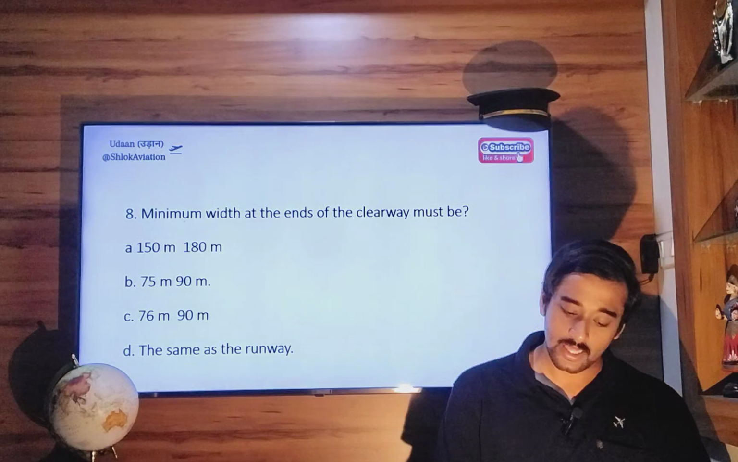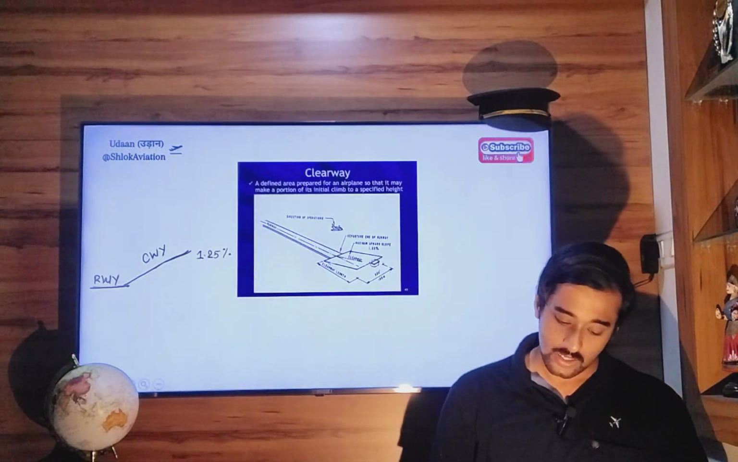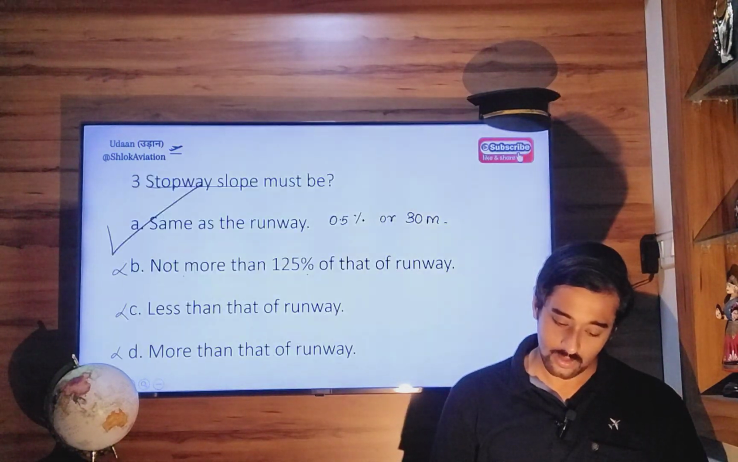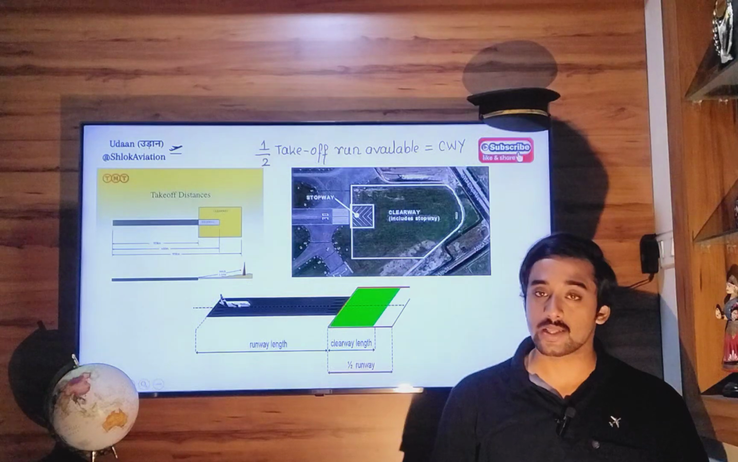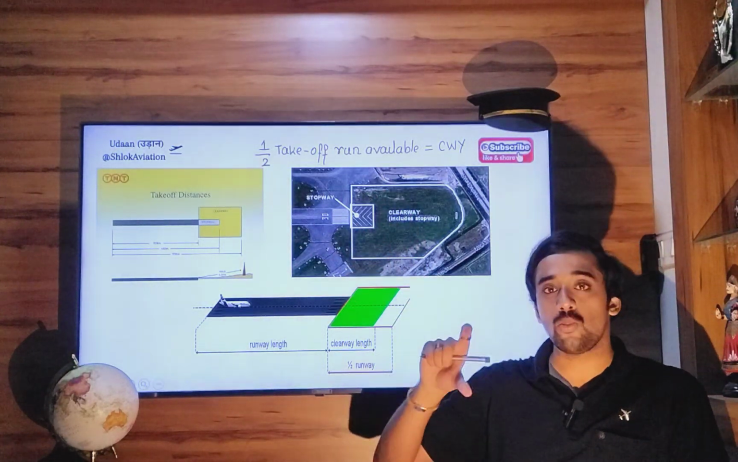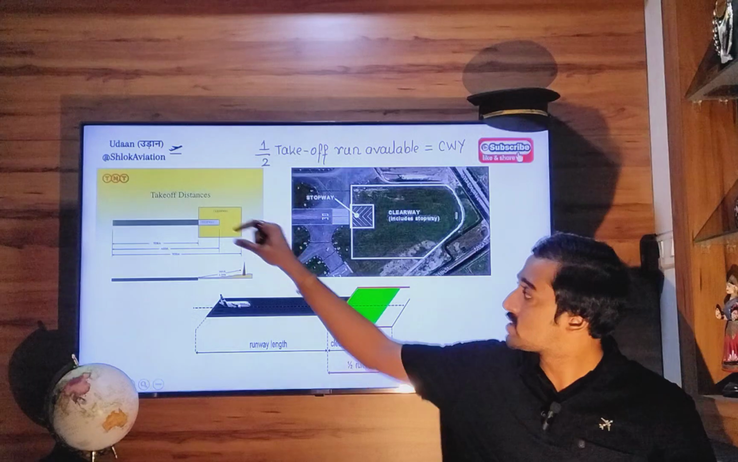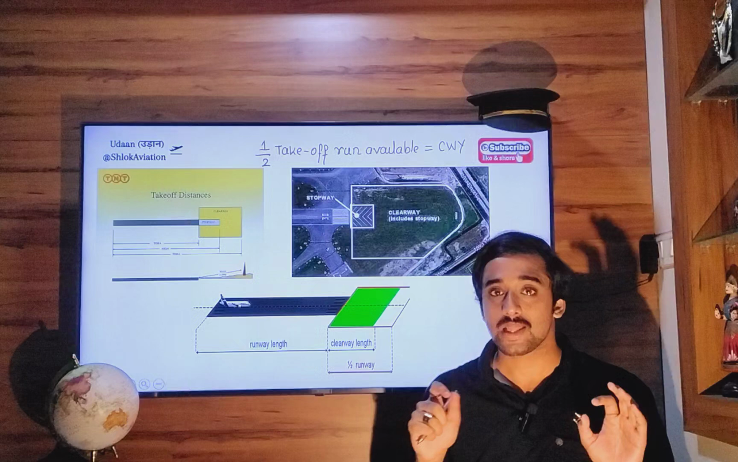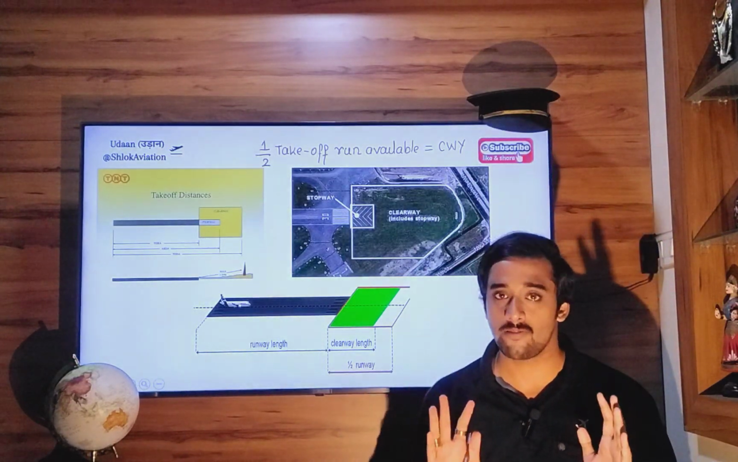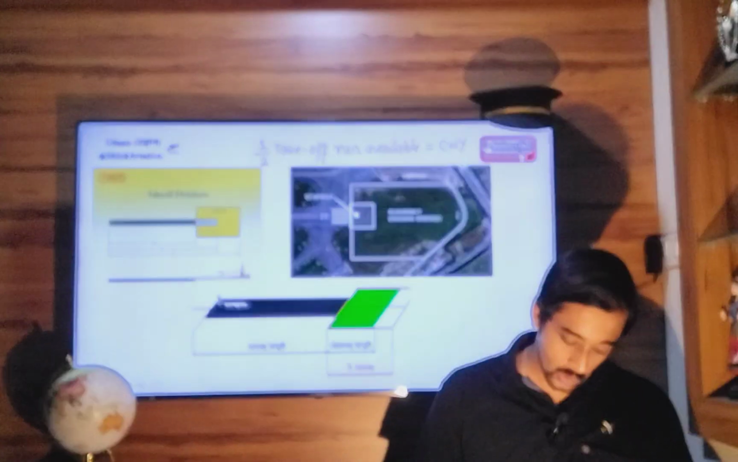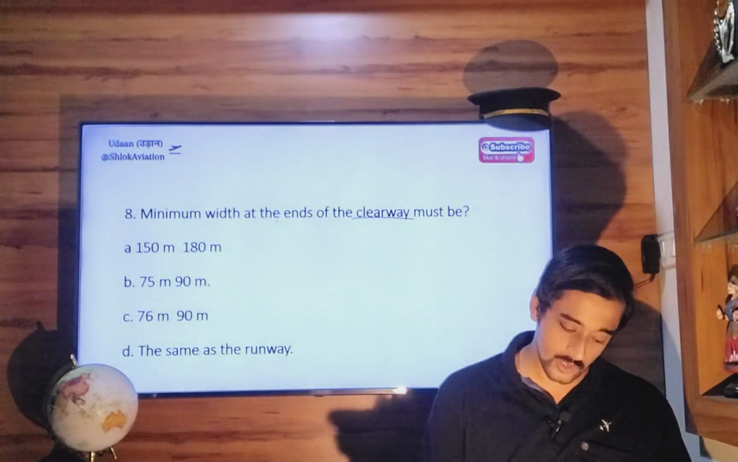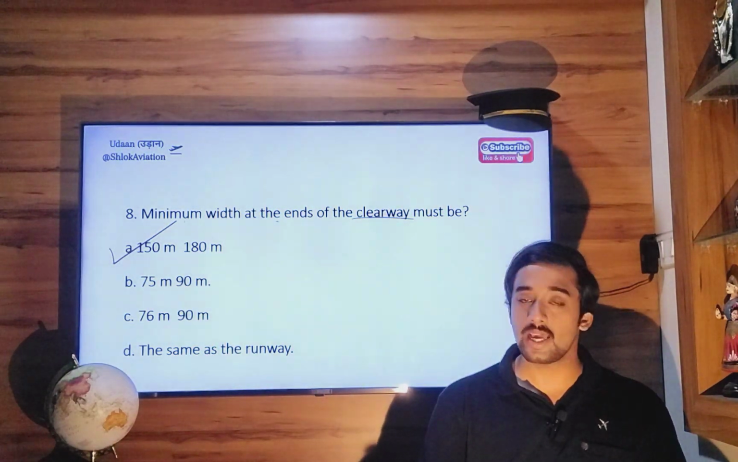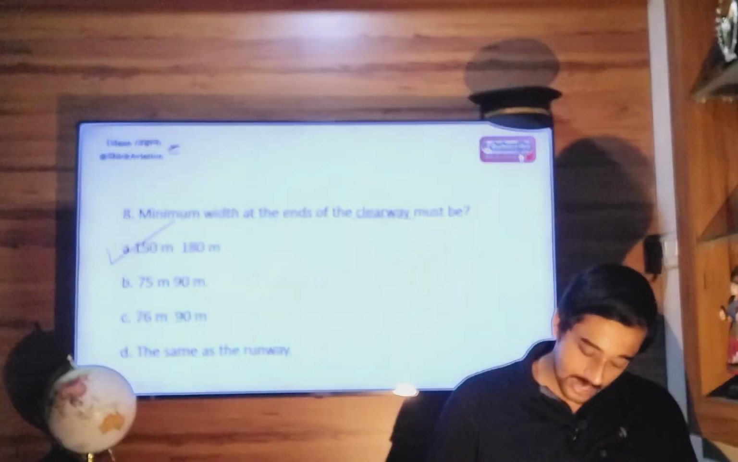Next. Minimum width at the ends of the clearway must be what? Let's look at one diagram. Minimum width, so the width of the clearway. Now for the stopway, the width should be the same as the runway. But the width of the clearway can be more than the runway width. So the values you will have to remember are 150 meter and 180 meter. Minimum width at the ends of the clearway must be 150 meter and 180 meter.